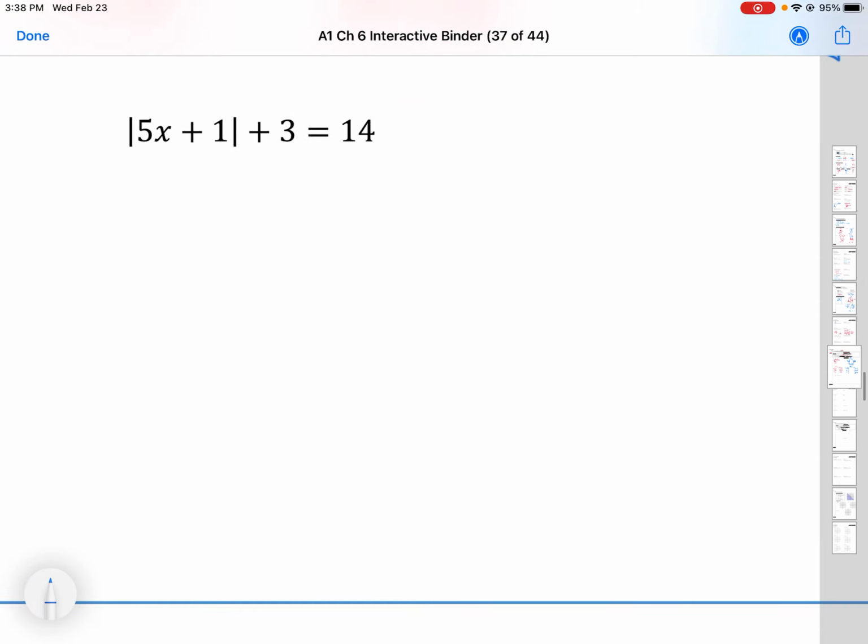Notice that this very last one here has a tiny difference. There is a number outside of the absolute value that is on the same side of the equal sign. So your goal is that you want to get these absolute values all by themselves on the left or the right-hand side. So my first step is to subtract 3, because notice that this 3 is on the same side of the equal sign. So now I have the absolute value of 5x plus 1 is equal to 11. All right.